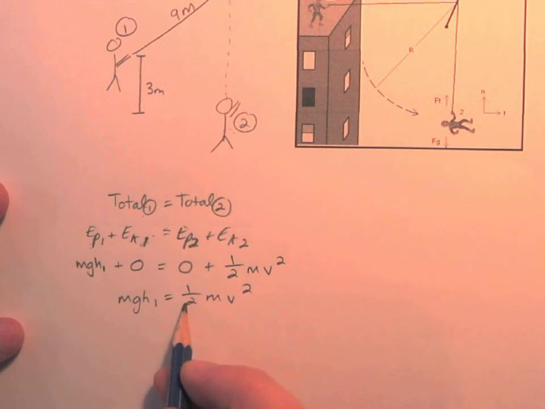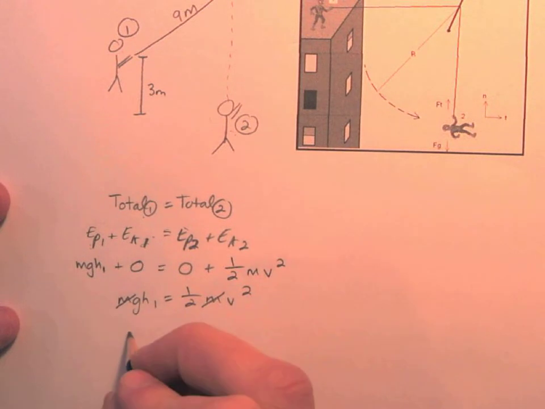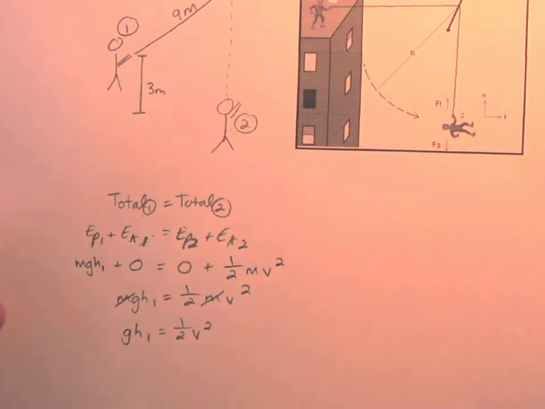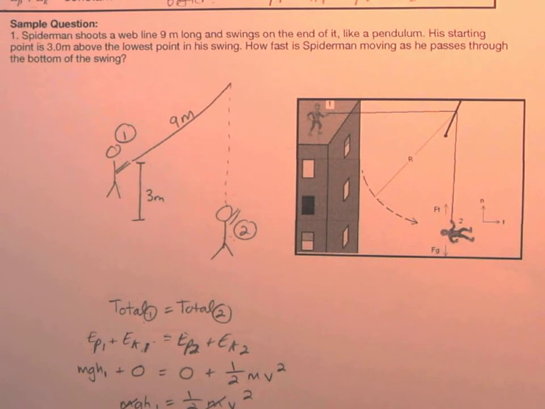So overall our equation now is a lot more simple. mgh1 equals half mv squared. So now when I see this equation, I notice there's an m on both sides, so you can just cross them off. Because if you divide by an m, m divided by m is just 1. So we end up getting gh1 is half v squared. So masses cancel out. What does that tell us? It tells us that Spider-Man's mass does not matter in this question. That's why it's not even there.